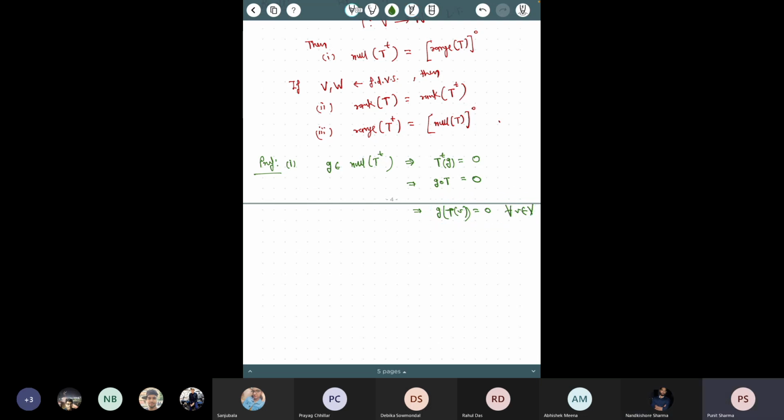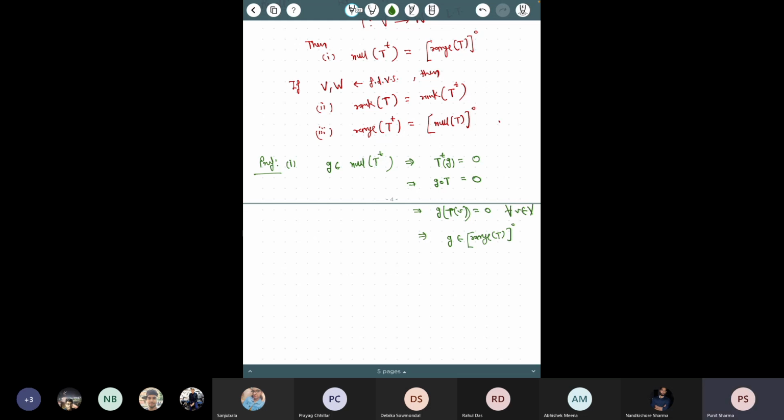if you can say that G of TV equal to 0 for all V, what is this TV? So what is the range of T? Let us say you write the range of T this way. Now if this is so, and for every V, G of TV is 0, then can you say that G belongs to the annihilator of the range of T? Yes, sir. So then where is the confusion? So from here you can say that G belongs to the annihilator of the range of T.